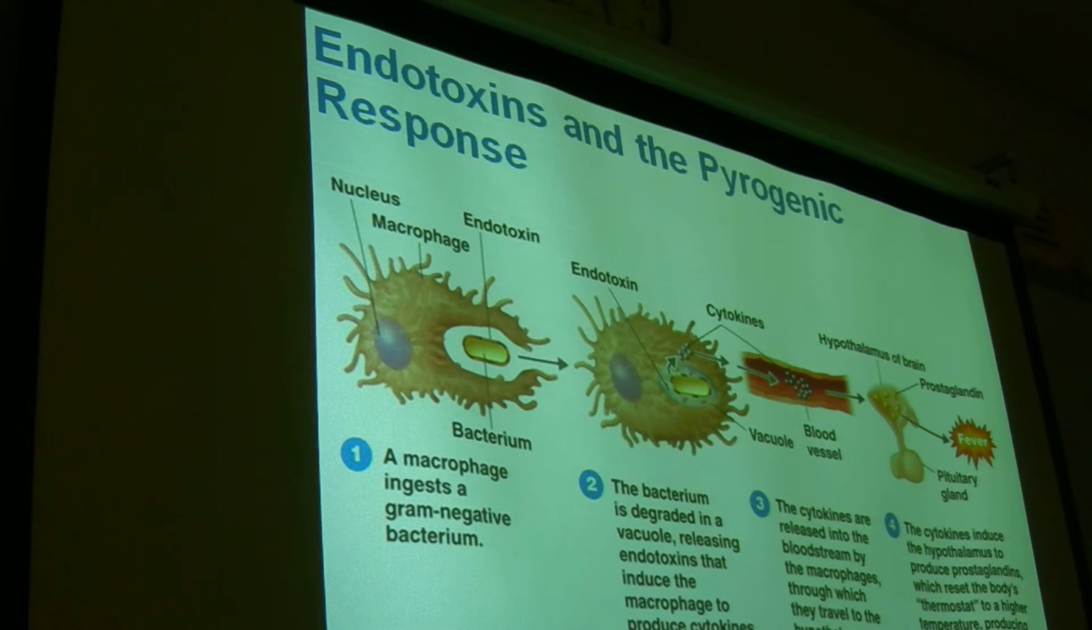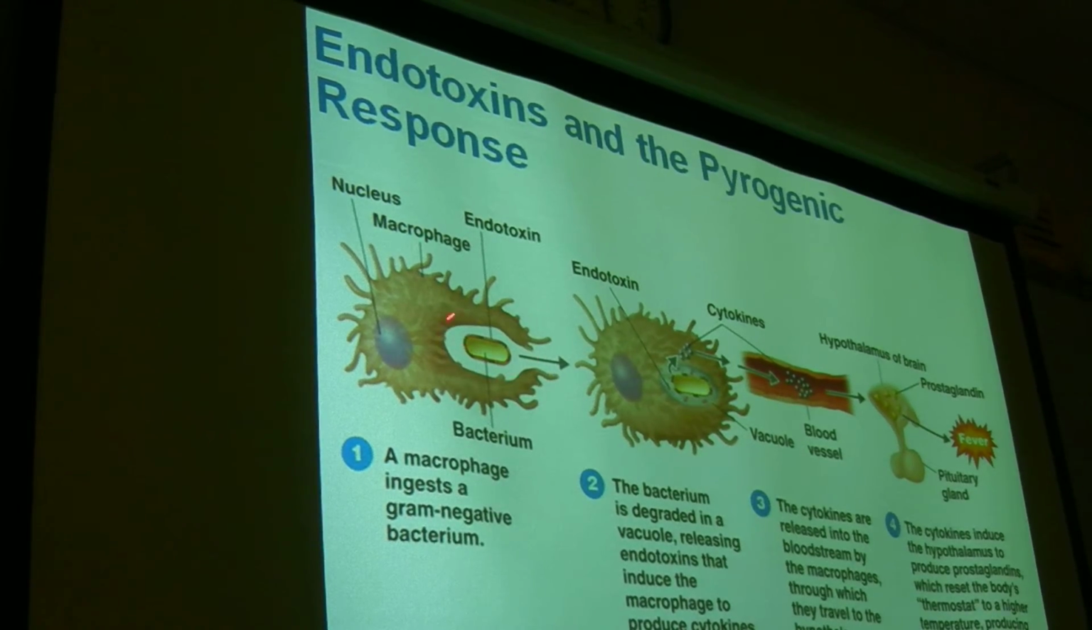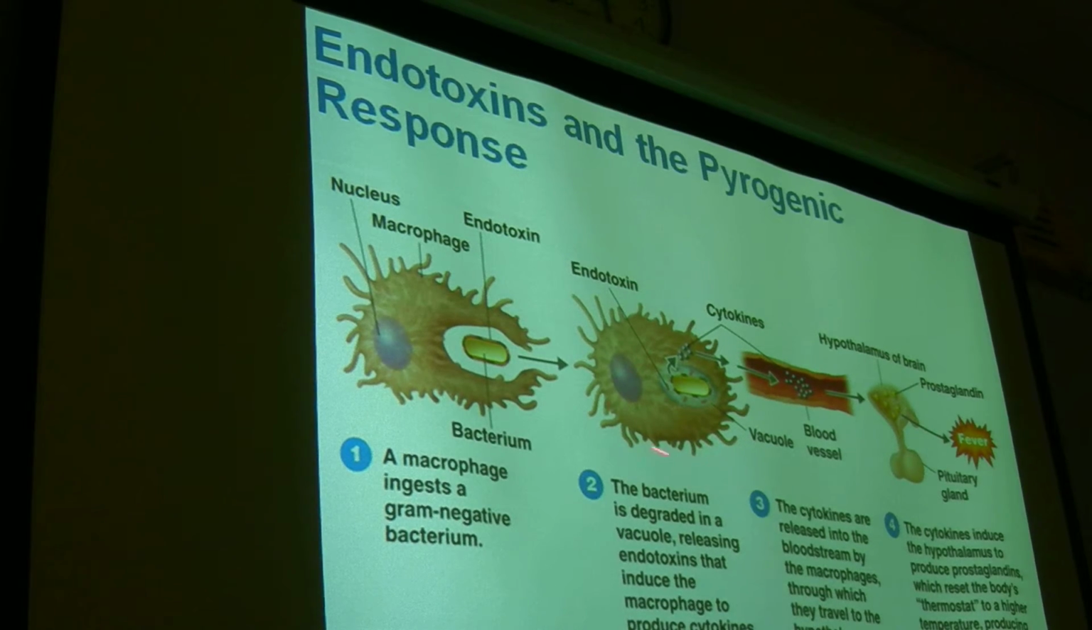Okay, so this is why endotoxins can't be neutralized by antibodies, because they only get exposed once they're inside a cell. The exotoxins are actually excreted out into the environment, whereas the endotoxins are inside the cells. So they're not available for antibodies to neutralize them.